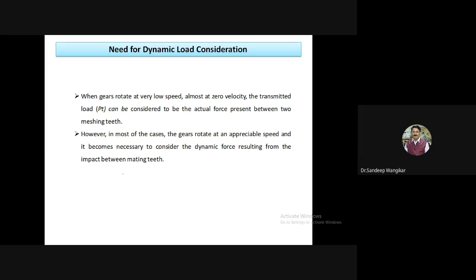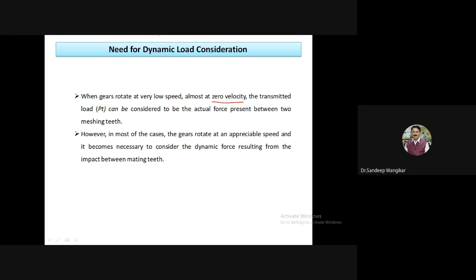So when gear rotates at very low speed, almost zero velocity, or you can say minimum velocity, 5 RPM, 10 RPM like this, then PT can be considered as the actual load between the two meshing teeth, no problem. When it is rotating at very low velocity, I will not say zero, because if you say zero, then no rotation is there. So either static conditions or lesser RPM.